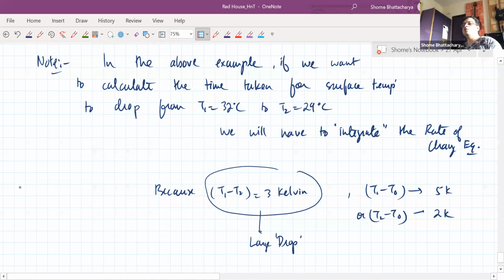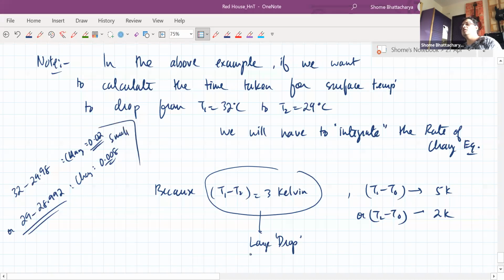It is not like a small drop from 32 to 29.98 or from 29 to 28.992. It's not like that. Here the change is very small. So these are very small changes, but this is a large drop.